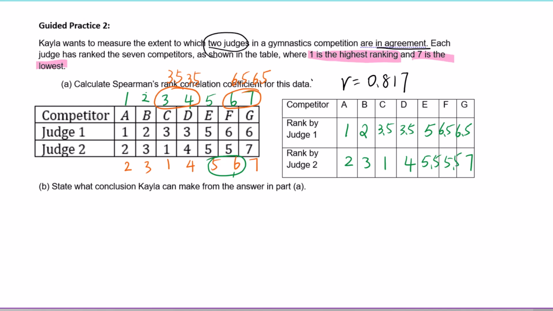We really need to look at what she is measuring. Hillary wants to measure the extent to which two judges in a gymnastics competition are in agreement. She is measuring whether these two judges are in agreement. 0.817 is a strong and positive correlation. So the conclusion she can make is that the two judges are in strong agreement.